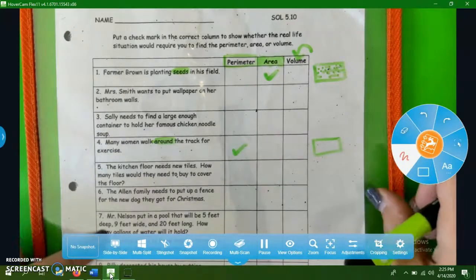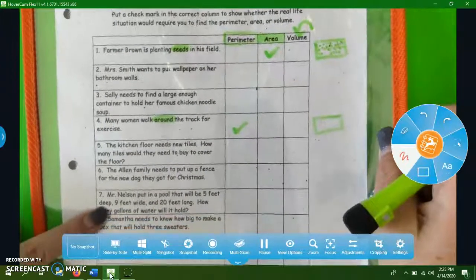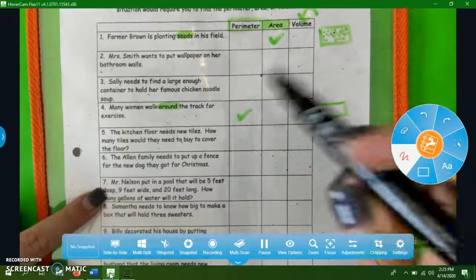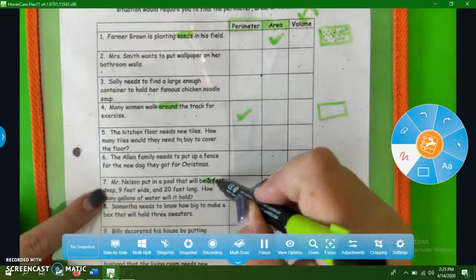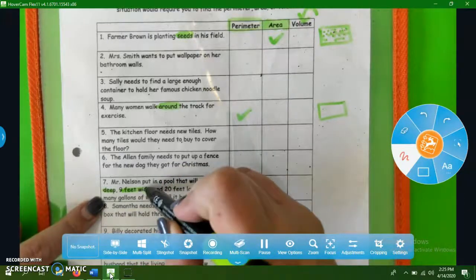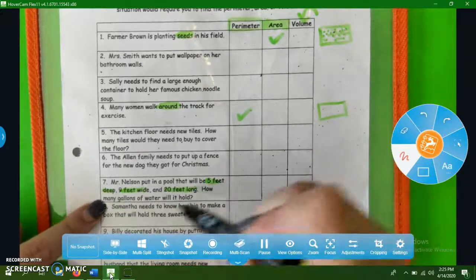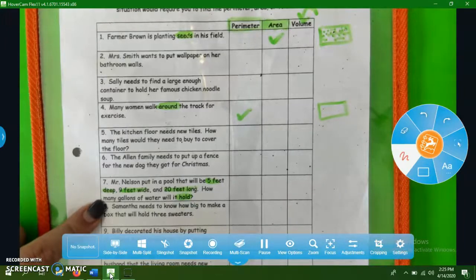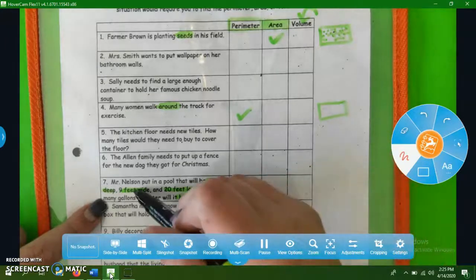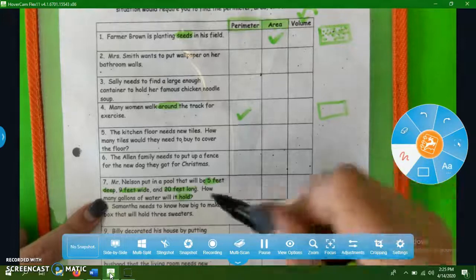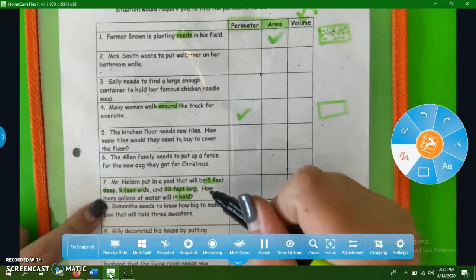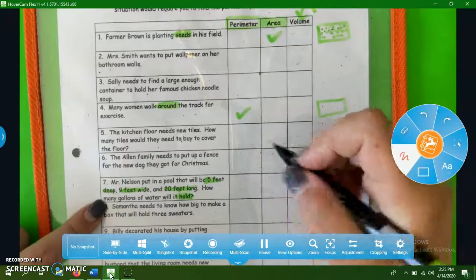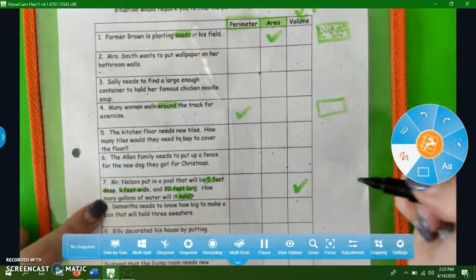And now let's skip down to number 7 because it goes well with the picture we started this video out with. Mr. Nelson put in a pool that will be 5 feet deep, 9 feet wide, and 20 feet long. How many gallons of water will it hold? So this is a great example of where we have 3 numbers, which is another clue that you're dealing with a 3D shape, and we want to know how much the water will hold or how much we can fill it up, so that will be volume.